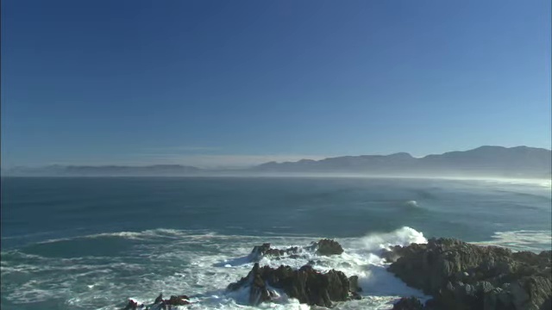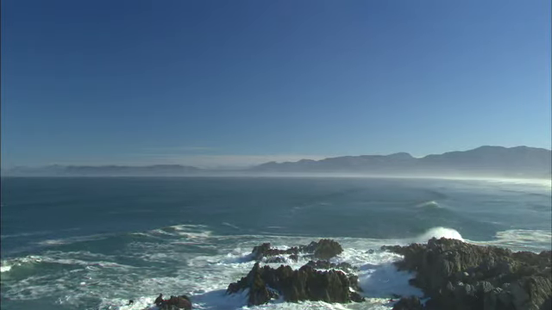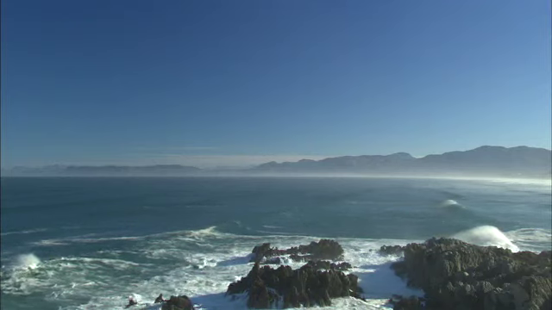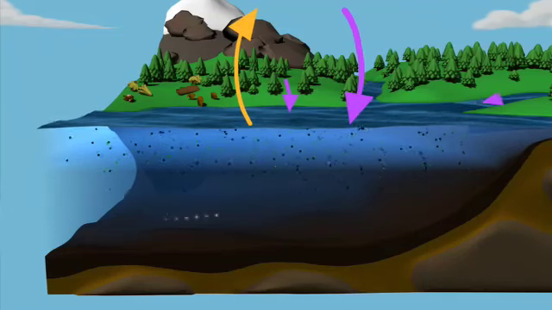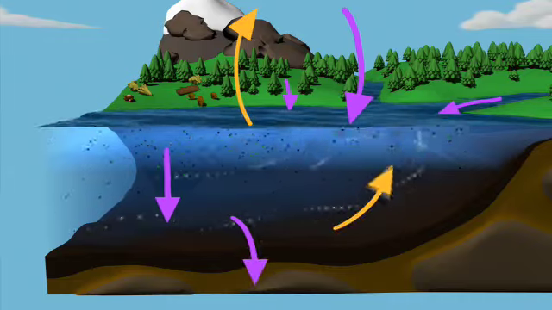Moving offshore, the ocean holds huge amounts of carbon, about 50 times the amount we find in the atmosphere. The ocean is sometimes called a carbon sink, meaning that it absorbs or takes up carbon from the atmosphere. It takes up carbon through physical and biological processes.